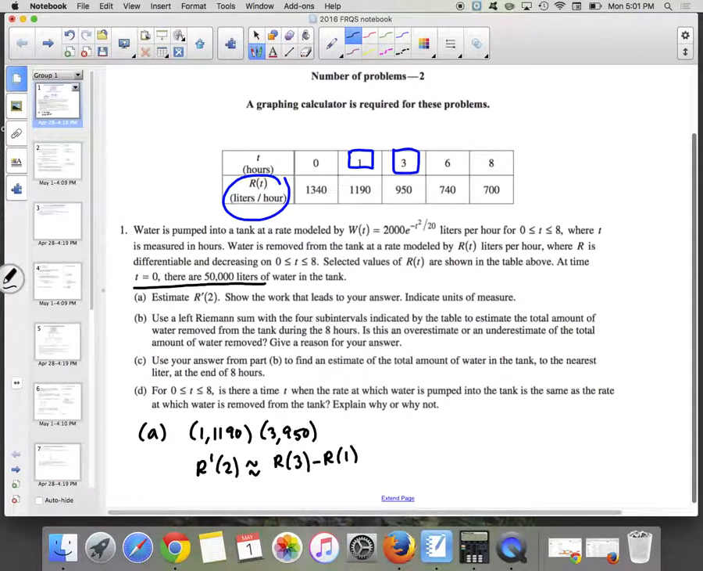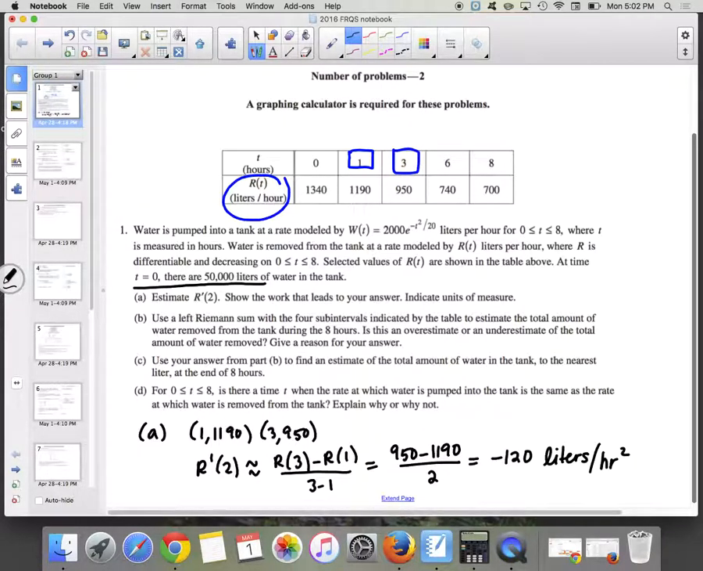If I'm estimating R prime of 2, I do this by doing R of 3 minus R of 1 all over 3 minus 1, which is 950 minus 1190 all over 2. This works out to be negative 120. The units on the top were R, in liters per hour, and the units on the bottom were time, in hours. So our final units are liters per hour squared.